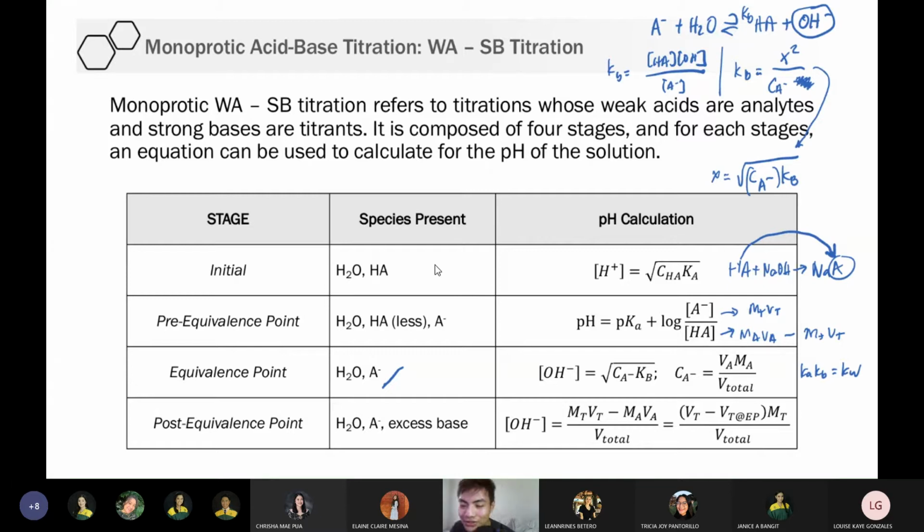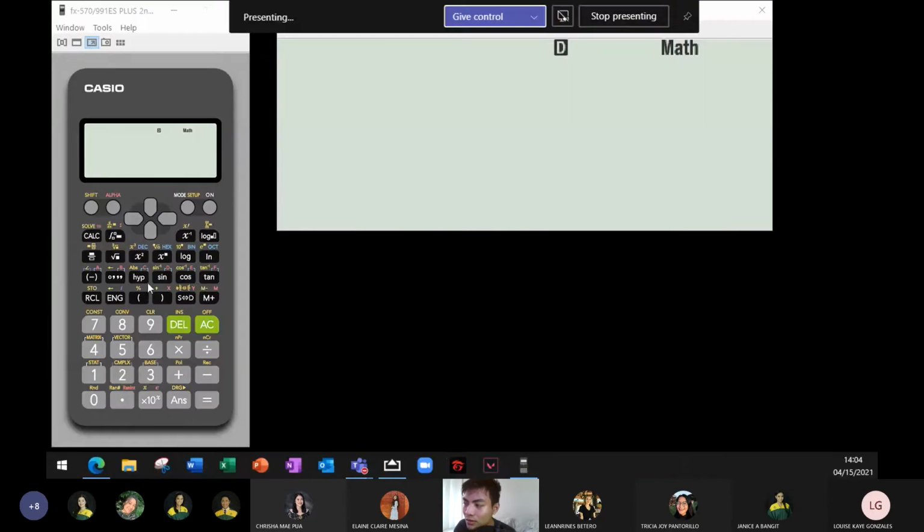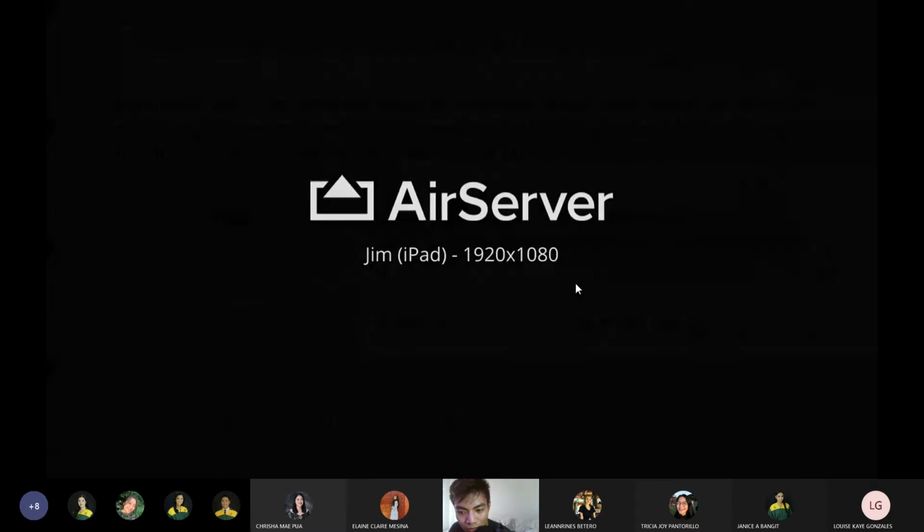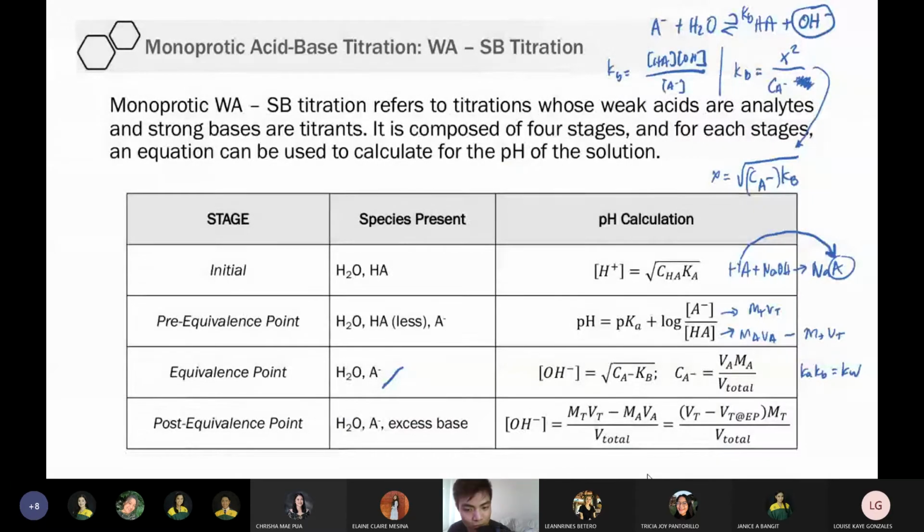Okay, so mapapansin nyo, dun sa mga ibang YouTube channels, they will provide different equations similar to your textbook. Pero yung equation ko, wala to sa textbook. Baka isipin nyo, gawa-gawa lang yan, sir. No, ang basis natin dito is the small x approximation. We always assume we can use the small x approximation. That's why we use these equations.